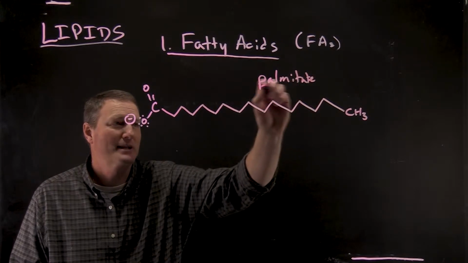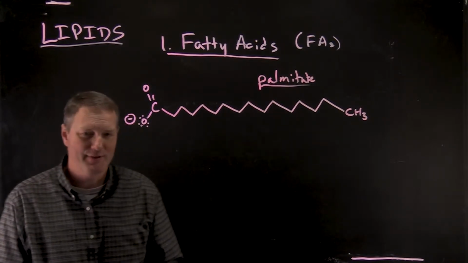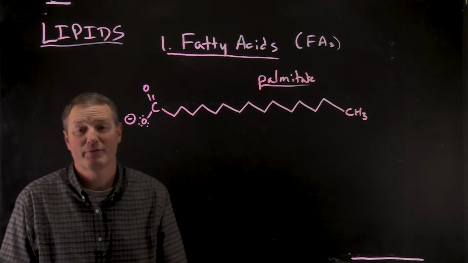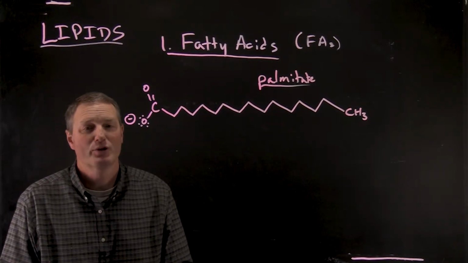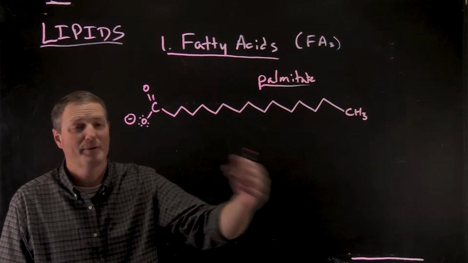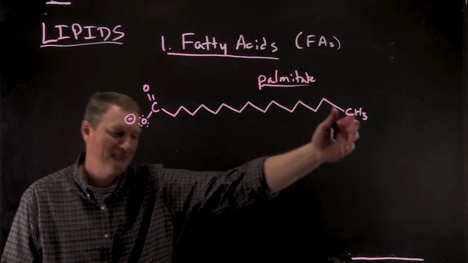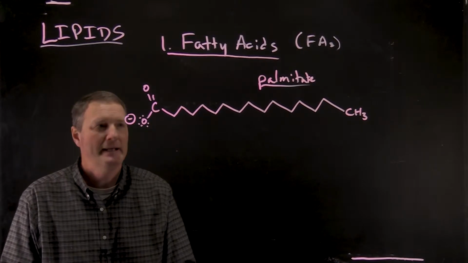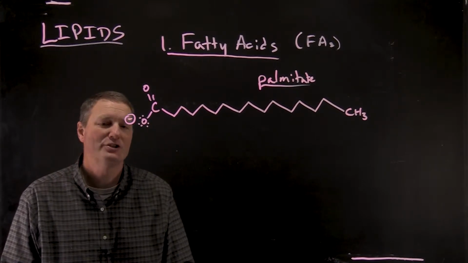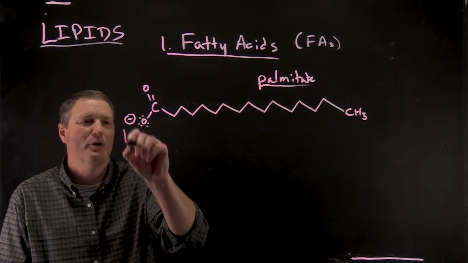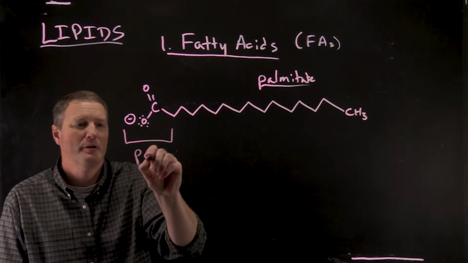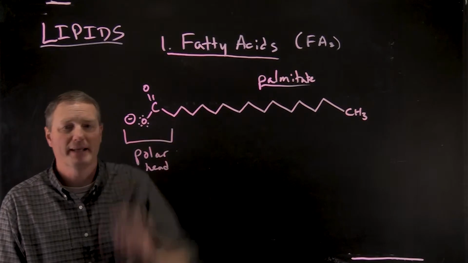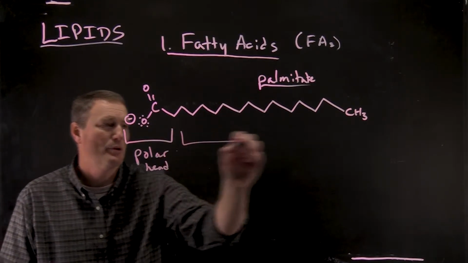And you wouldn't be expected to memorize all the different names of the different fatty acids, but recognize that they could be different chain lengths. So you could have one with maybe 8 carbons, or 12, 16, 18, 20. They even go out to 40 carbons. So a fatty acid chain has a polar head group, which is the carboxylate, and then it has a non-polar tail.